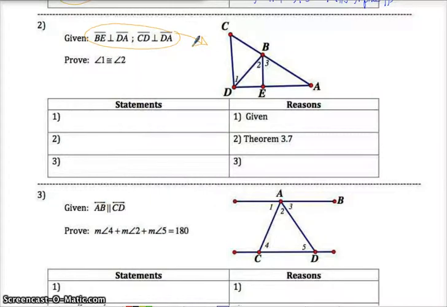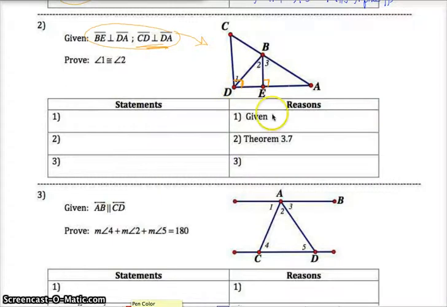Now mark your diagram accordingly. So I see that BE is perpendicular to DA. If BE is perpendicular to DA, in my brain, I know that that's a 90-degree angle right there. So I'm going to mark it. This tells me that these two segments are perpendicular to each other. And CD is perpendicular to DA. Again, I'm going to mark it. I know that these two are perpendicular to each other. So therefore, this is 90 degrees.